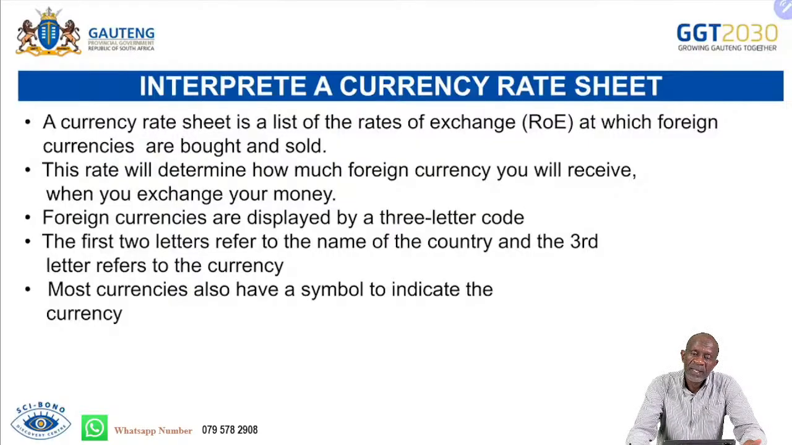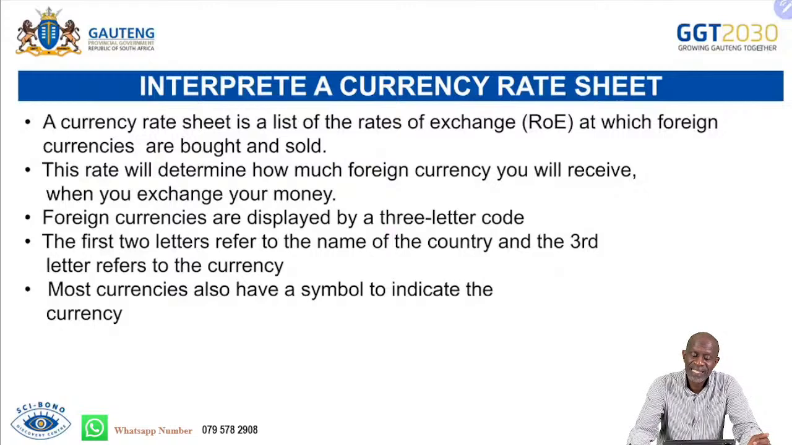As we alluded to in the objectives, we indicated that we are going to interpret the currency rate sheet. A currency rate sheet refers to a list of rates of exchange at which foreign currencies are bought and sold. It is a sheet with a comparative table that indicates how much a certain currency is worth compared to other currencies of the world. This rate will determine how much foreign currency you will receive when you exchange your money.